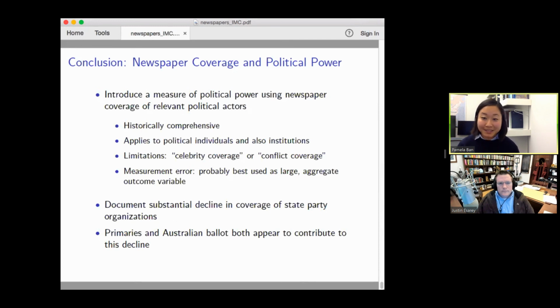The reason we don't do that systematically, or enter that in the paper, is because it's really hard to figure out the existence of these bosses and who they are. Outside of the really famous ones, there just isn't that much coverage to figure out, year to year, who the leader of the local or state party organization is.